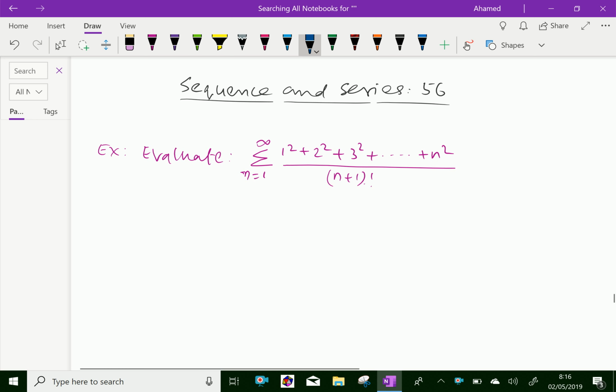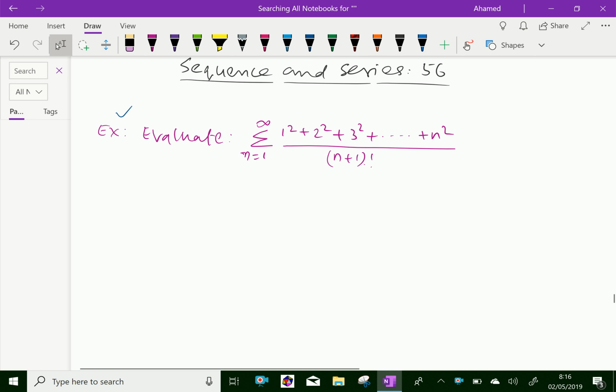In sequence and series, let us do some example problem regarding sum to infinity. Look at this example. Evaluate the sum from n equals 1 to infinity of (1 square plus 2 square plus 3 square plus dot dot dot plus n square) over (n plus 1) factorial.